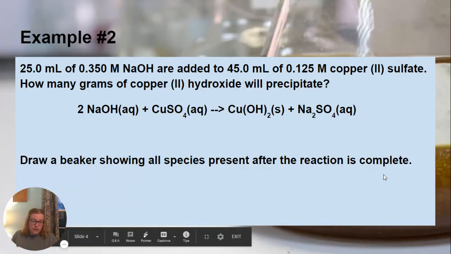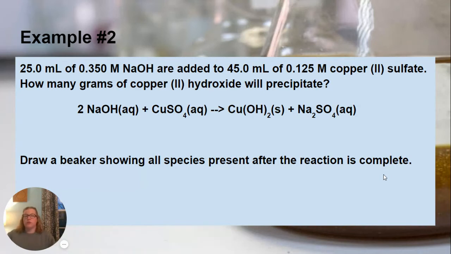Okay, so you're going to want to pause and write this down, and if you want to give it a try ahead of time, go ahead. Otherwise, we're going to work through it right away. So in this one, you have a 25 milliliter, 0.35 molar NaOH sample, and that's added to a 45 milliliter, 0.125 molar copper 2 sulfate solution. So we're going to mix those two things together.